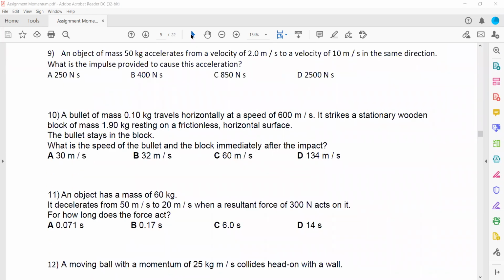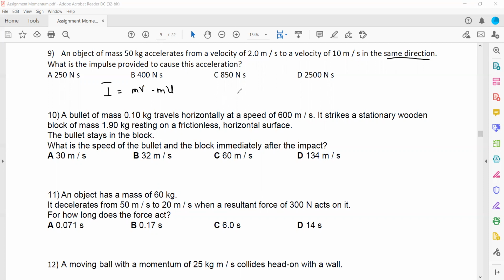The next one: an object of mass 50 kilogram accelerated uniformly from 2 meter per second to 10 meter per second in the same direction. What is the impulse provided to cause this acceleration? Impulse means the change in the momentum. You can calculate impulse by mass into velocity final minus initial. As the direction does not change, both are positive.